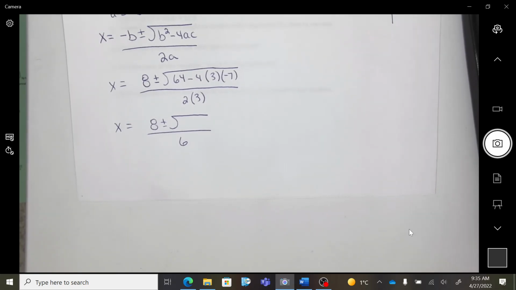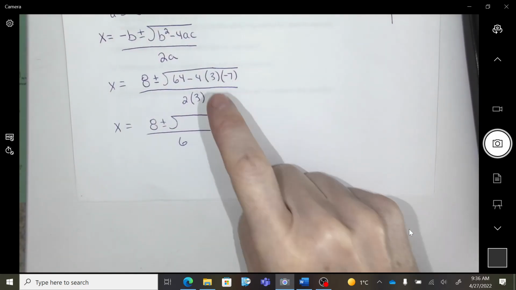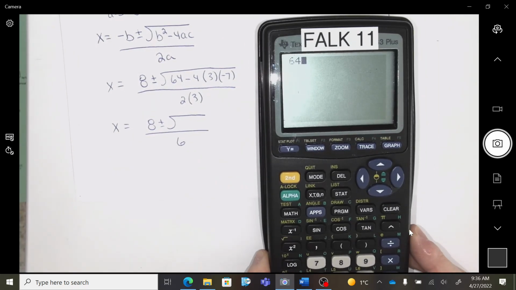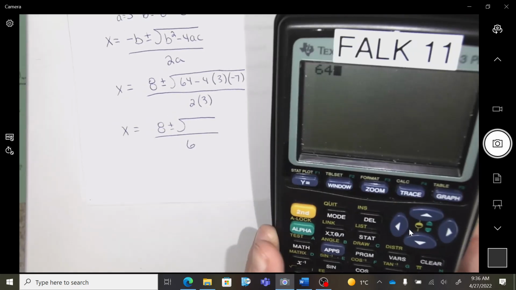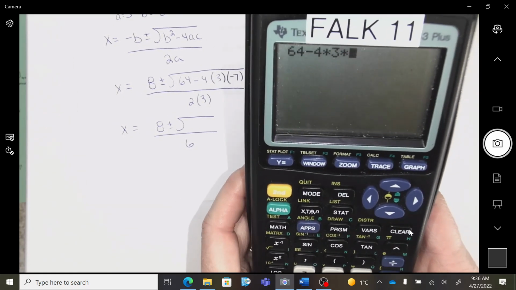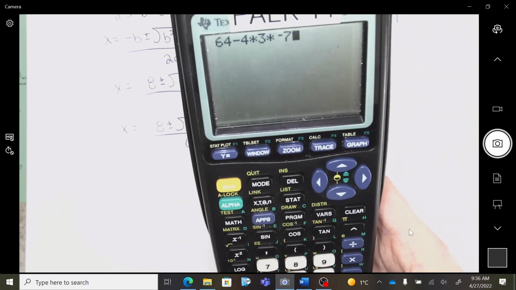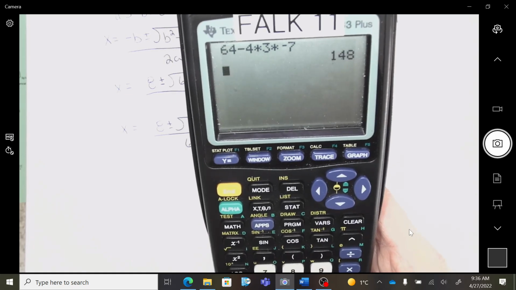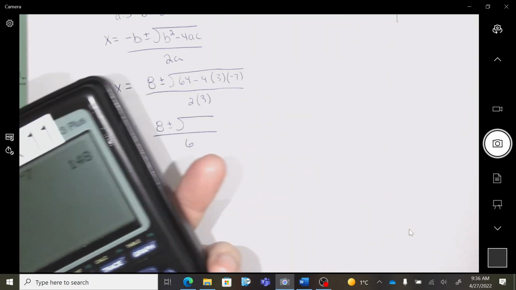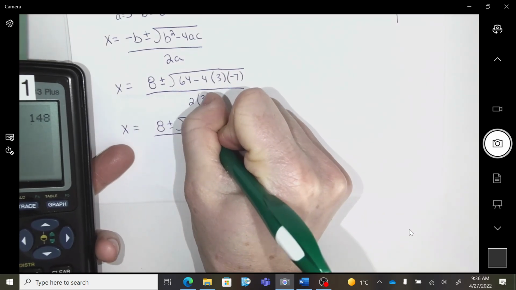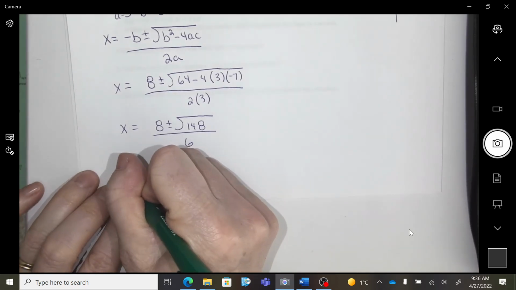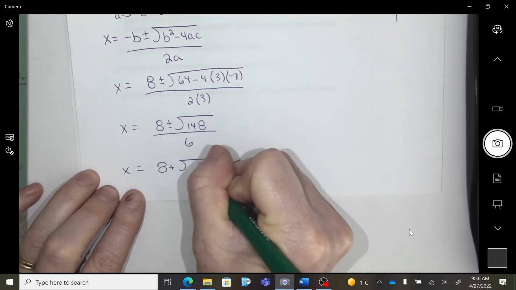Okay, now I'm going to go to my calculator. What is this? 64, subtract 4 times 3 times -7. That's what I'm typing in. And I get 148. Does that work? Okay, so I'm going to show you, you don't need to write this down, what it looks like in your calculator when we type it.